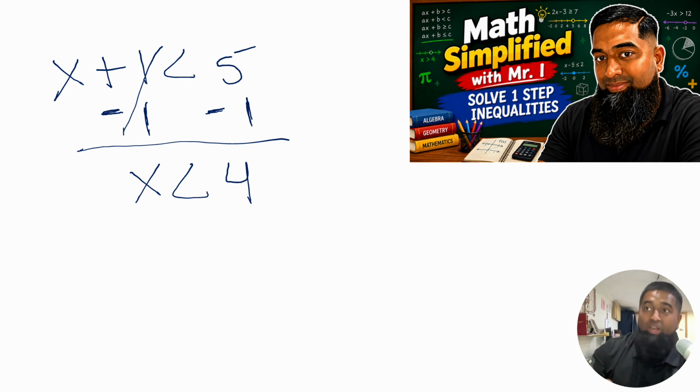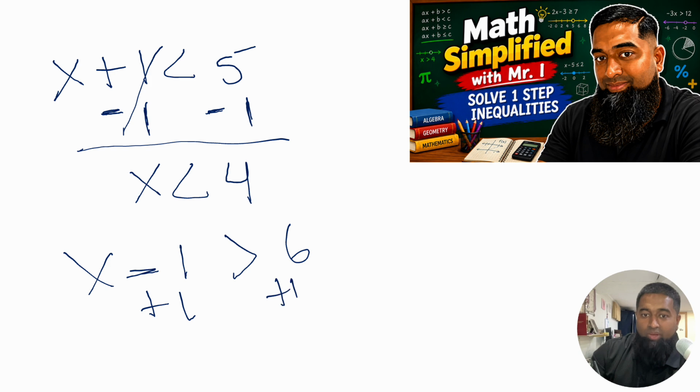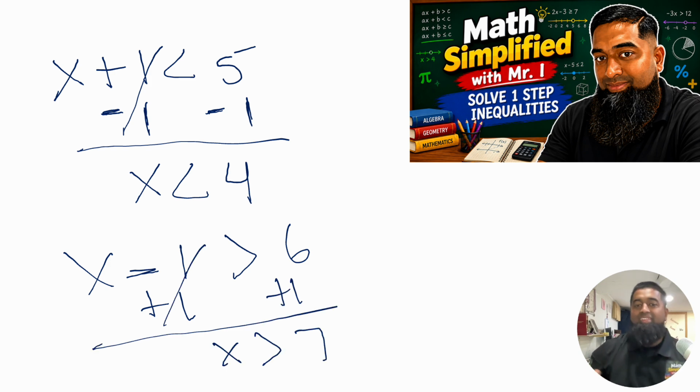We're not asking you to graph it. That's just how you solve it. Let's do another one. x minus 1 is greater than 6. How do you do this one? Well, you add 1 here, and this is going to be x is greater than 7. Look at that. You finished an addition one-step inequality, and you did a subtraction one-step inequality.